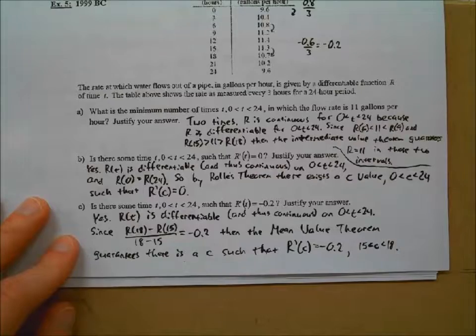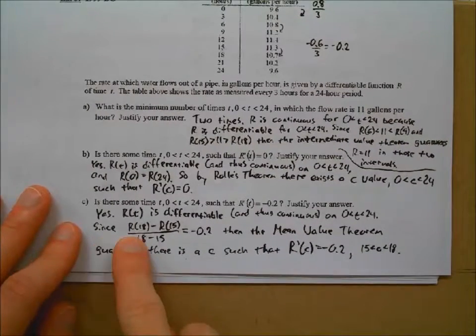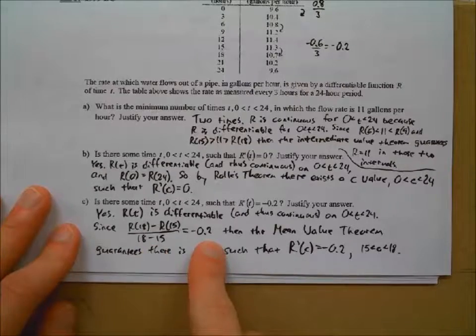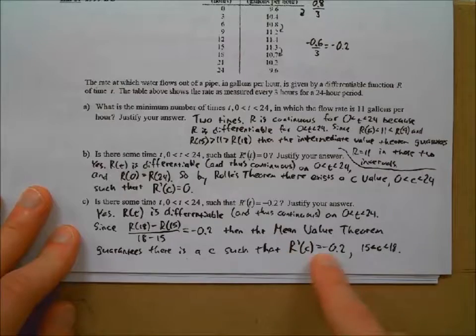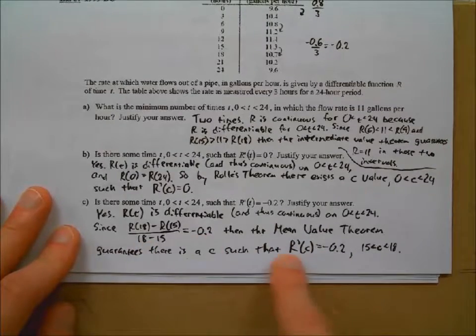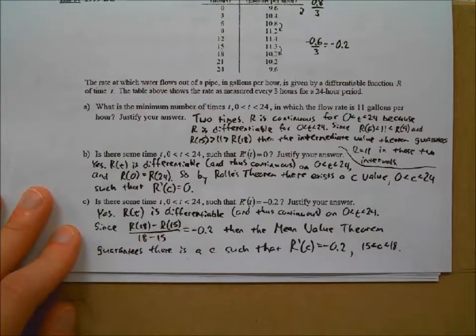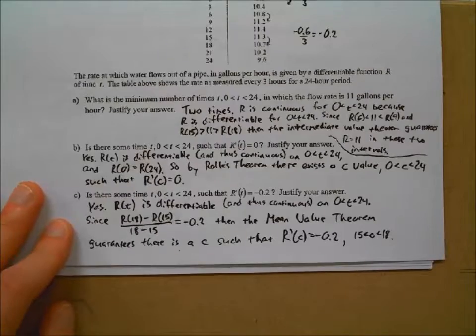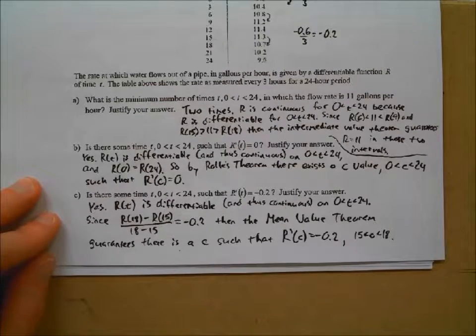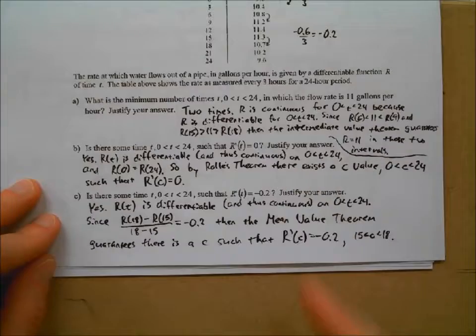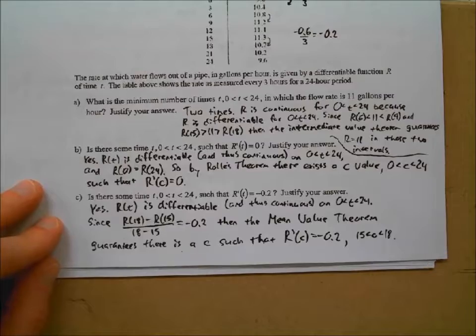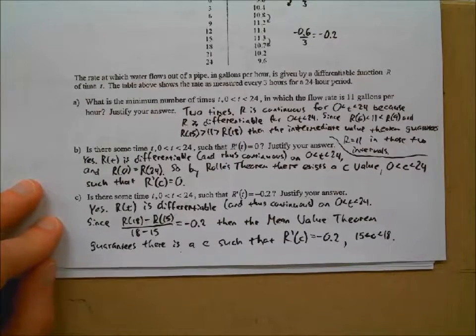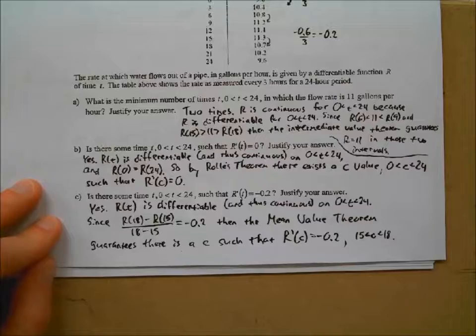We then show, since r of 18 minus r of 15 over 18 minus 15 is negative 0.2, then the mean value theorem guarantees there is a c such that r prime of c equals that negative 0.2. The derivative must equal that average rate of change somewhere in that interval, for a c value somewhere in that interval. And so that creates the answer to our question. So for the justifications, you want to make sure that you are establishing that the prerequisites have been met before you use the mean value theorem, or use Rolle's theorem in these cases, or use the intermediate value theorem.